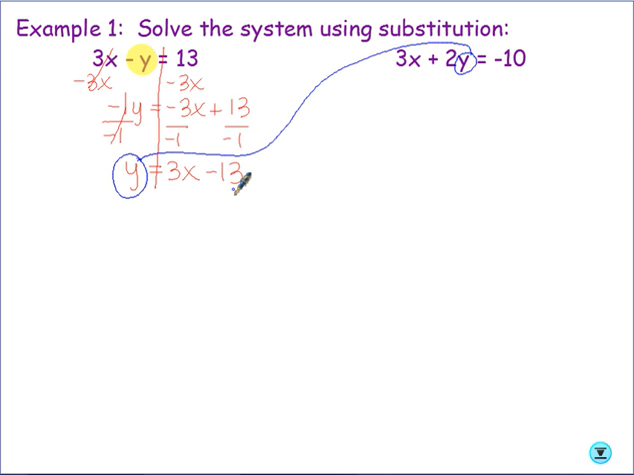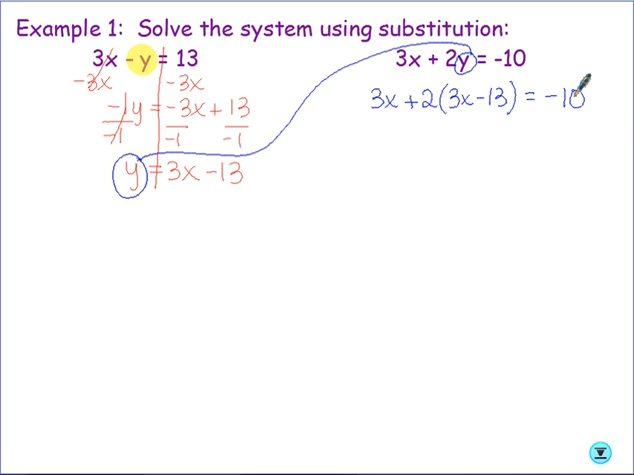And we're going to use parentheses. So watch. 3x, not going to change. Plus 2, not going to change. Y is going to change. It's coming out. I'm going to put parentheses in its place. And in those parentheses is going to be what I found over here. 3x minus 13. I'm going to close those parentheses. That's the only thing that's changing. Equals negative 10 is also not changing.